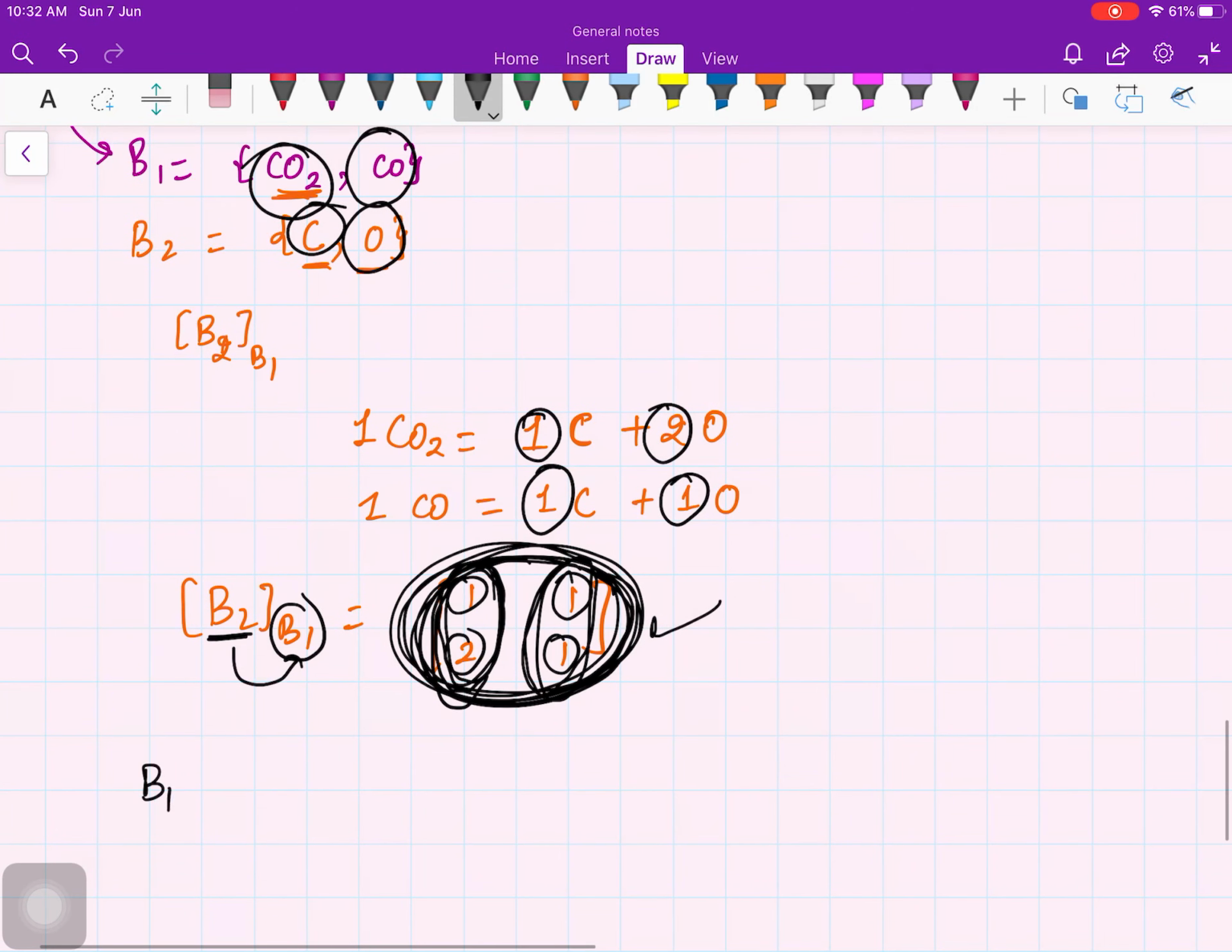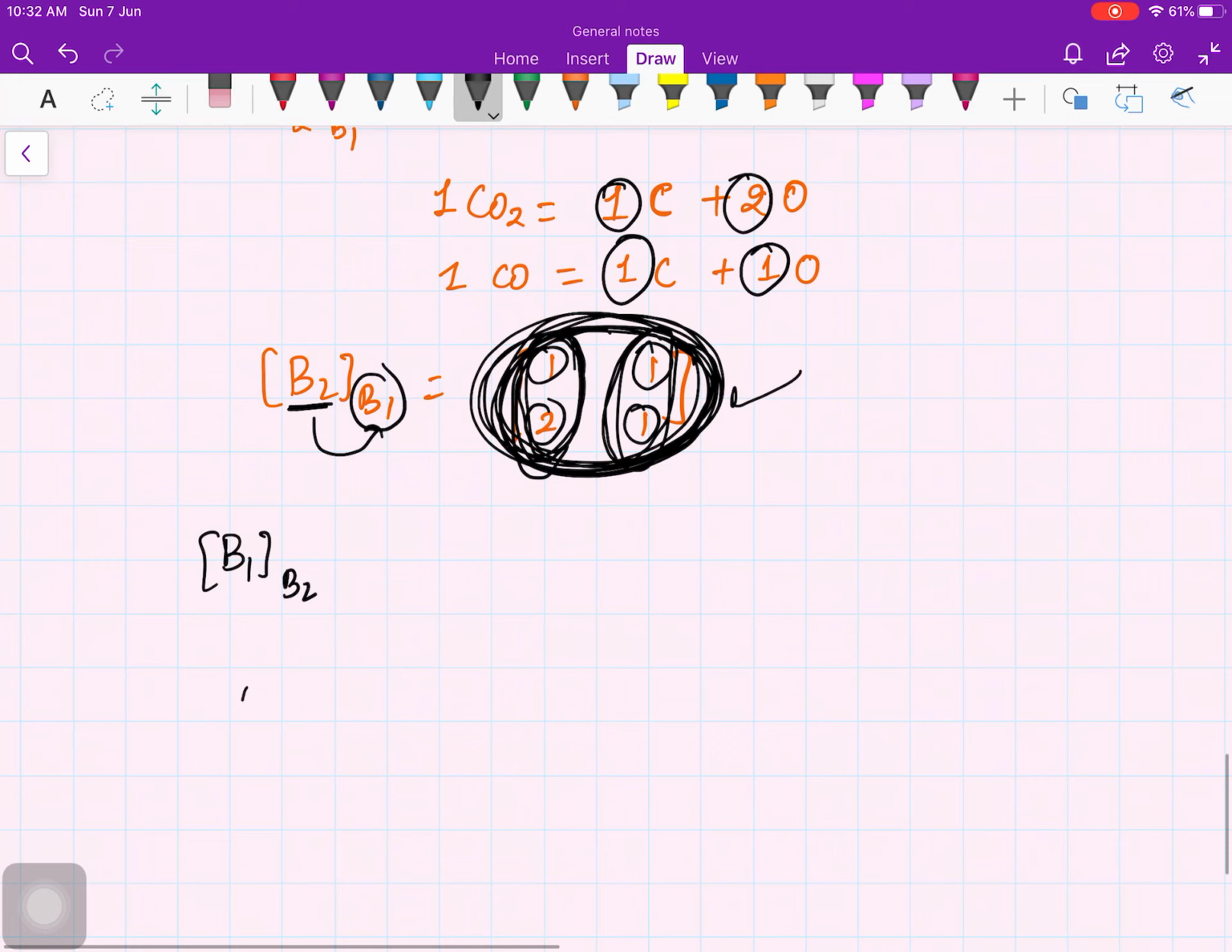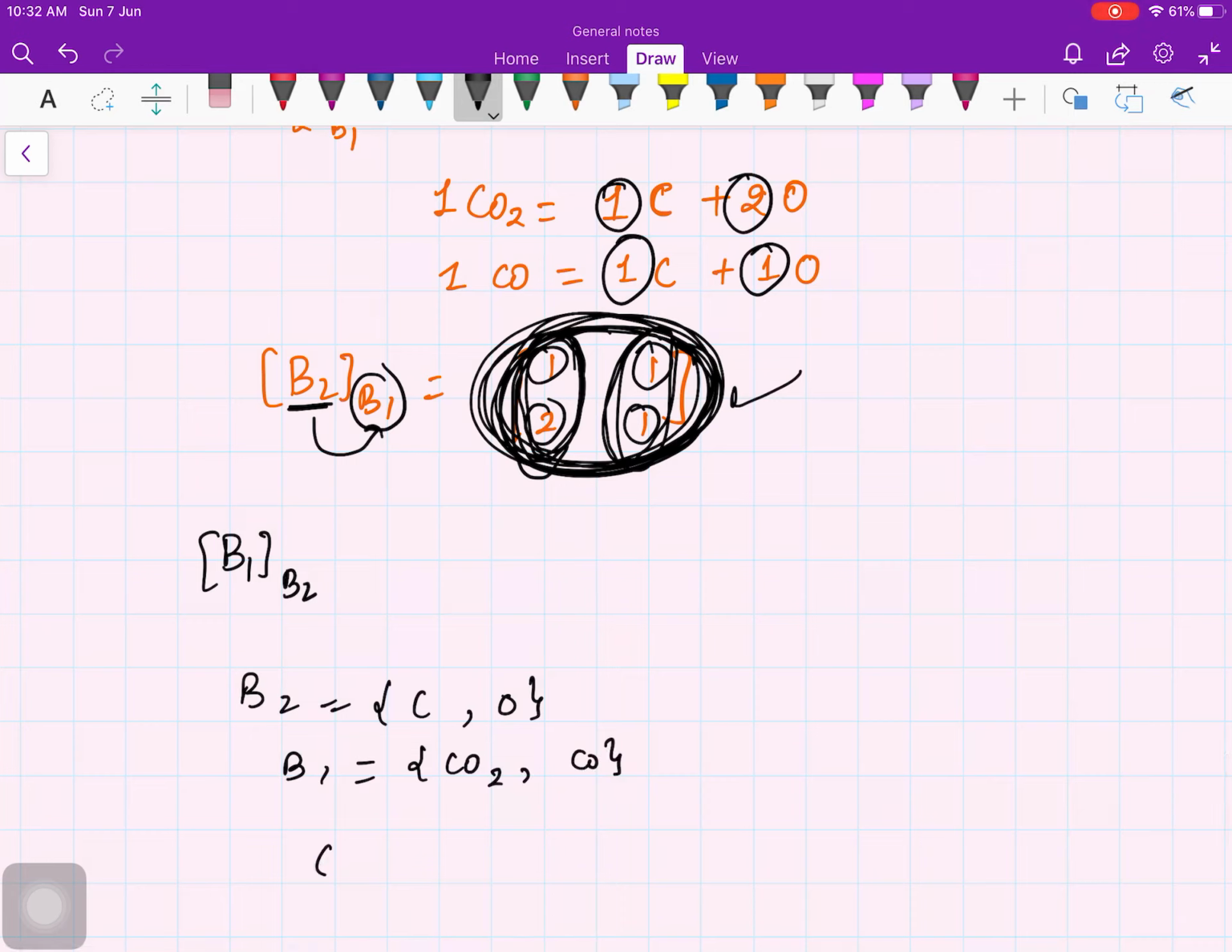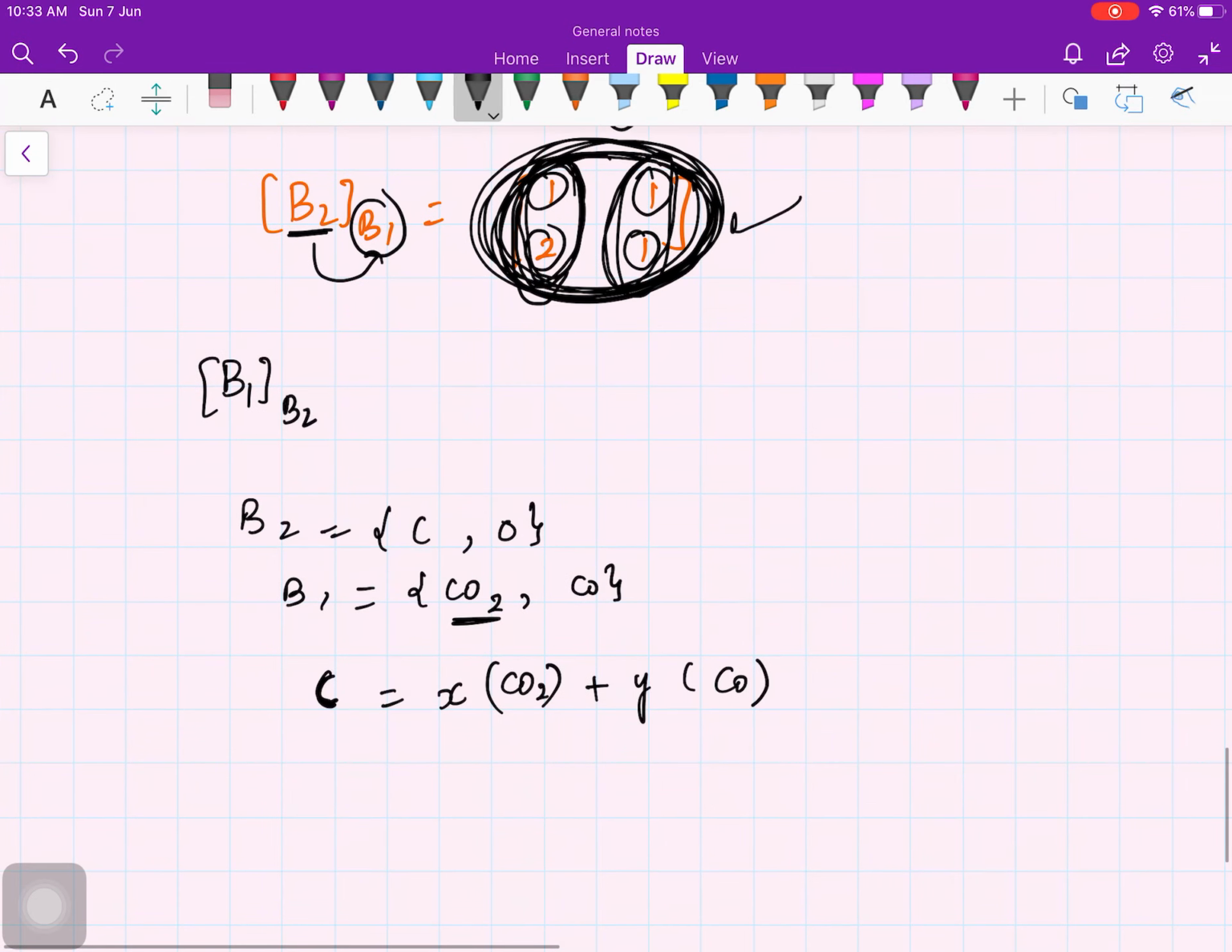Now let us look at this B1 B2. That will be the inverse of this matrix, right? So basically you want to write B2, your carbon and oxygen, in terms of B1, your carbon dioxide and carbon monoxide. You want to know how much of carbon is there as a combination of carbon dioxide and carbon monoxide. And similarly, how you can write one atom of oxygen as X into carbon dioxide plus Y into carbon monoxide, right? That you can easily do from here.